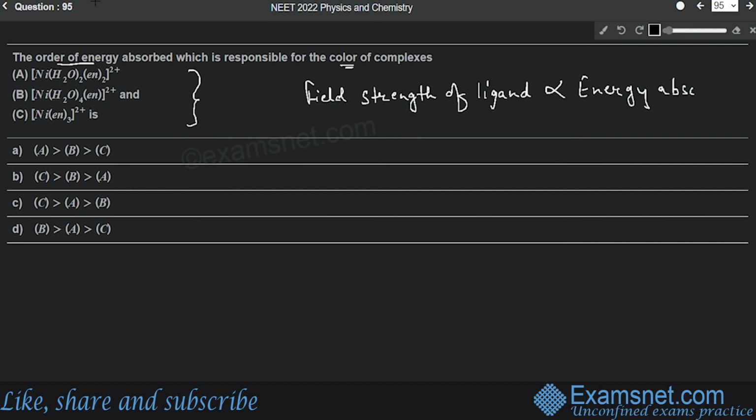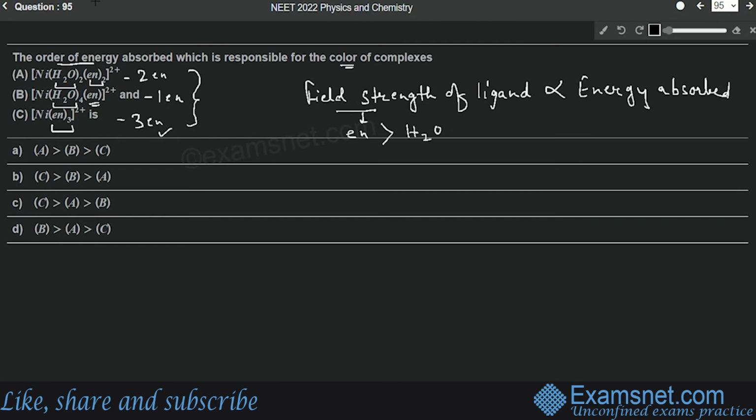Now, how do we find which of the given complexes will have maximum field strength? See, in the first one we have two water molecules and two en, that means ethylenediamine. Okay, so two ethylenediamines are there. In the second one, four water molecules are there and only one ethylenediamine. Whereas in the third one, three ethylenediamines are present as ligands. And we know that ethylenediamine has a stronger field strength than water.